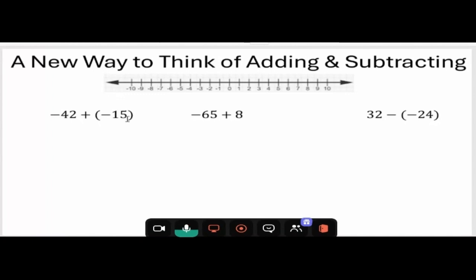So these are both going in the same direction. They're both going left on the number line. So I'm going to add them together. They're both going to the left. 42 plus 15 is 57. So I went 57 to the left. That's my answer, negative 57.